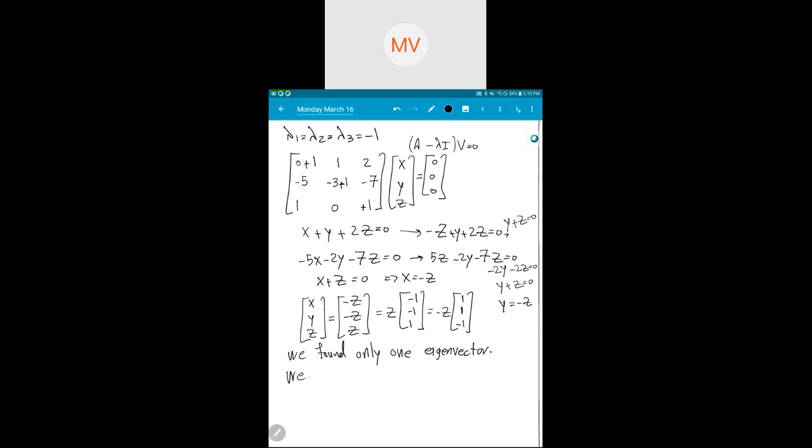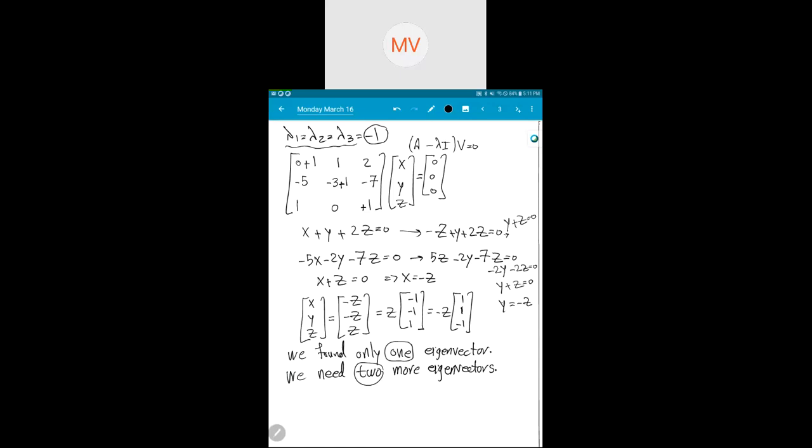Correct. We need two more eigenvectors. How do we know we need two more eigenvectors? Because the initial eigenvalue was of multiplicity 3. It repeated 3 times, so we do need 3 eigenvectors. We only found one of them, so we need 2 more.